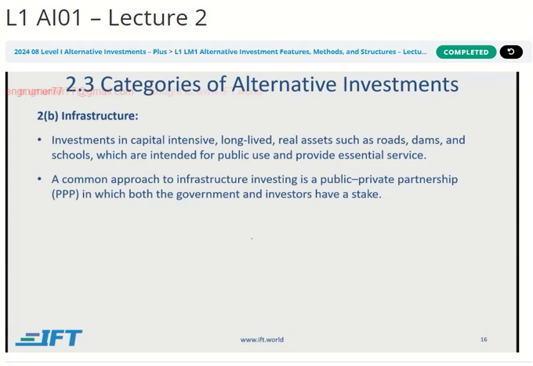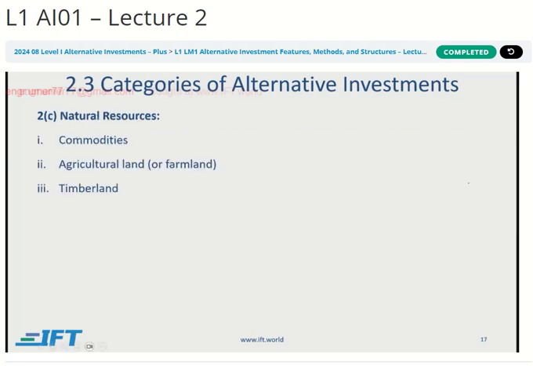Infrastructure: roads, dams, schools, bridges, highways. Of course, you can't go about doing this without the government. These are very, very big projects, either directly done by the government or done in public-private partnership. Then natural resources can be divided into commodities, agricultural land or farmland, and timberland. Let's get into each of those separately.